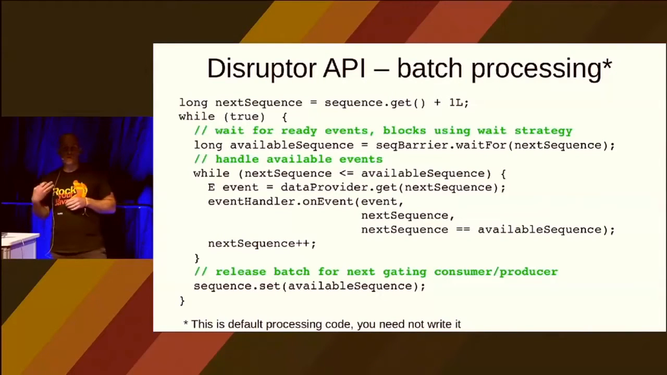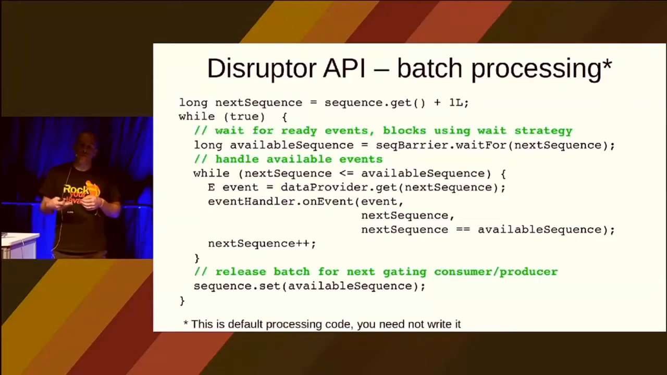I'm only showing it because I think it's nice to know how things work under the covers. You look out for what is the next available sequence number. It may not be the one you want. You want the next one. You want the next event. It might be that there's 100 events available in the ring buffer, and then you loop through all of them and you pass them into the event handler. And as you do that, you increment the next sequence. Next sequence is a local variable. No one knows that you've made progress during that batch. And at the end of it, you set the sequence. You notify everybody else that you're done with your batch.